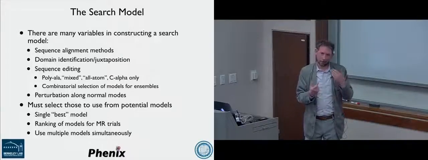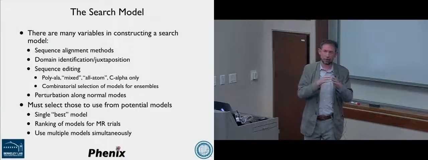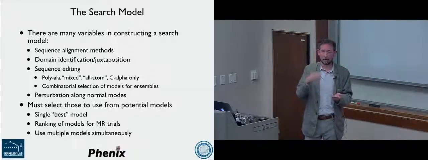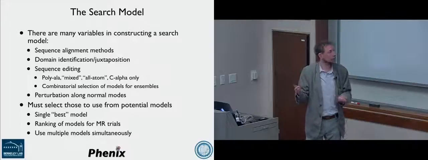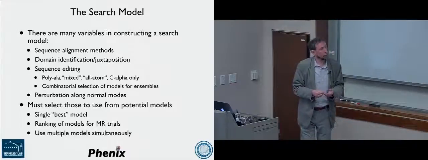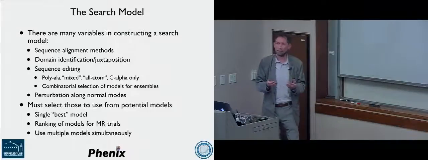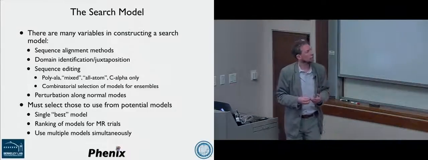What sequence do you actually put in your model? Do you just keep the sequence of the search model, which you know is incorrect? Do you mutate it to things that are close to what your true sequence is? Some people like to do things with C alphas only, or just the polyalanine backbone search models. There are arguments for and against this.